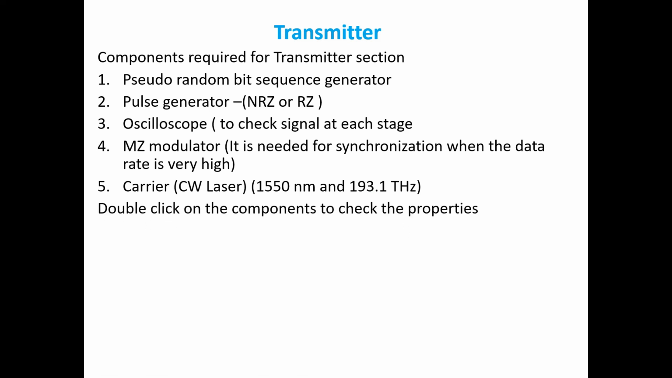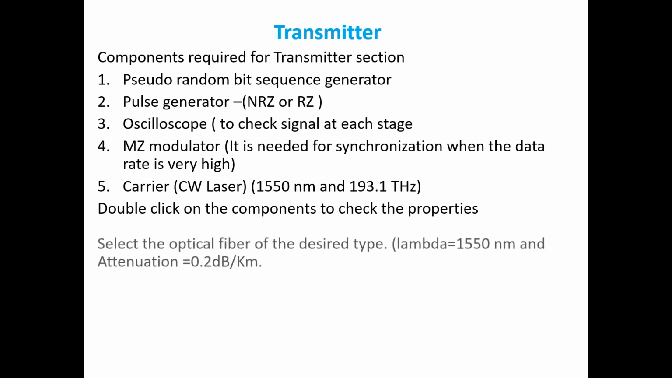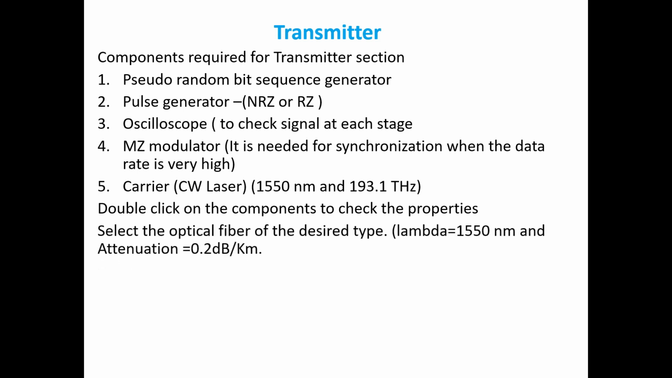So if you want to change the property, just double click on the component and you can check the property of that particular component. Then you can select the optical fiber of the desired type so that you can create the channel. So when I'm using the third window, 1550 nanometer, I will be using lambda equal to 1550 nanometer for this optical fiber, and attenuation is the practical one, that is 0.2 dB per kilometer. So all the components can be picked from the related libraries.